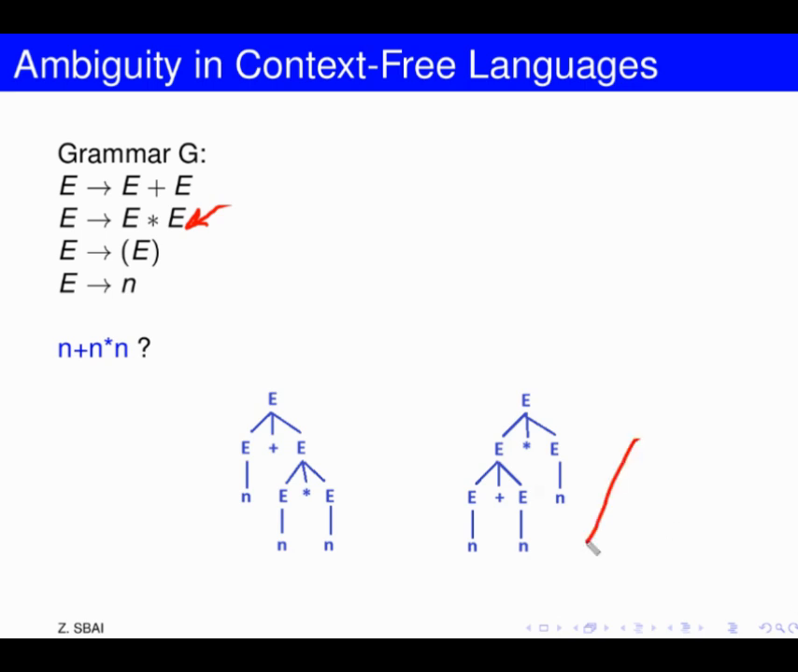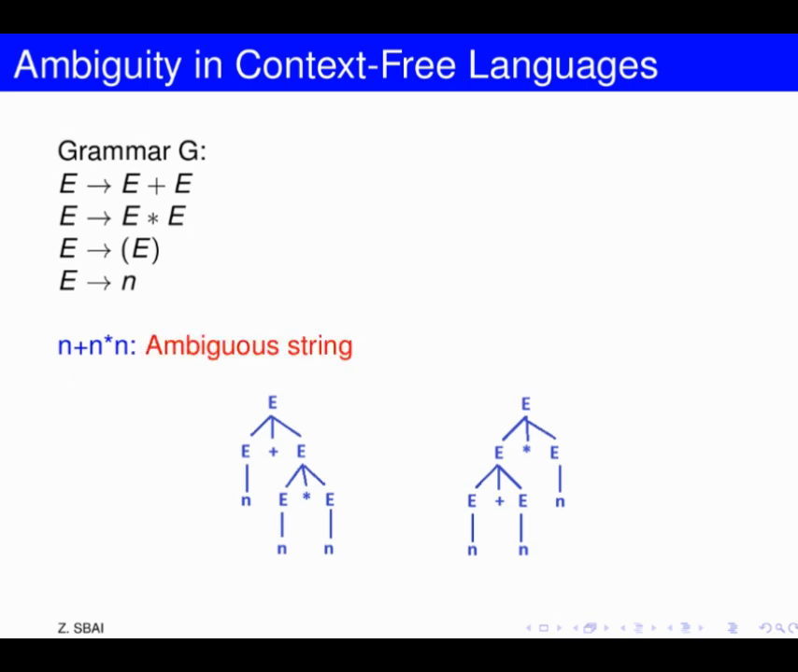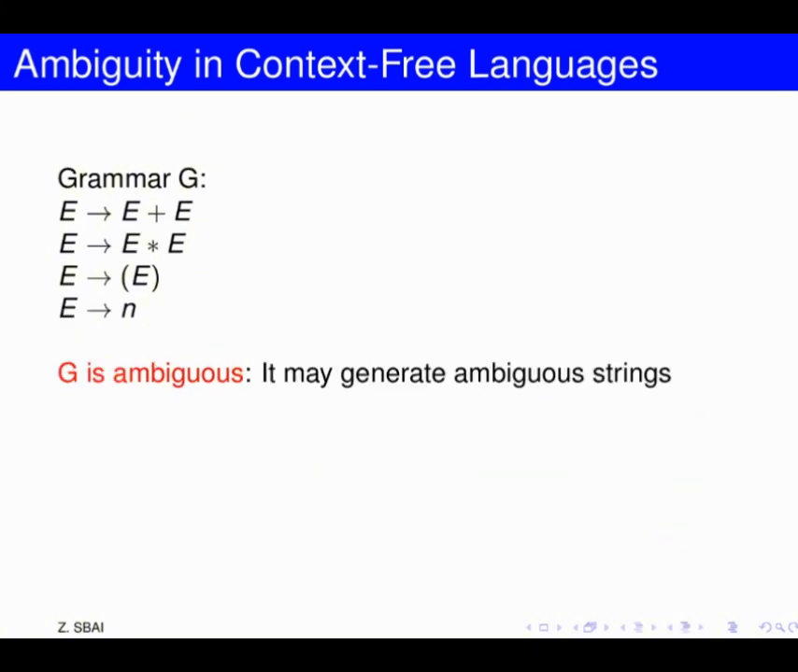We obtain two different derivations for the same string n plus n multiply n. So we can say that this string is ambiguous. Why ambiguous? Because it may be generated in different ways. Since there exists such a string that is ambiguous, we will say that the grammar also is ambiguous.